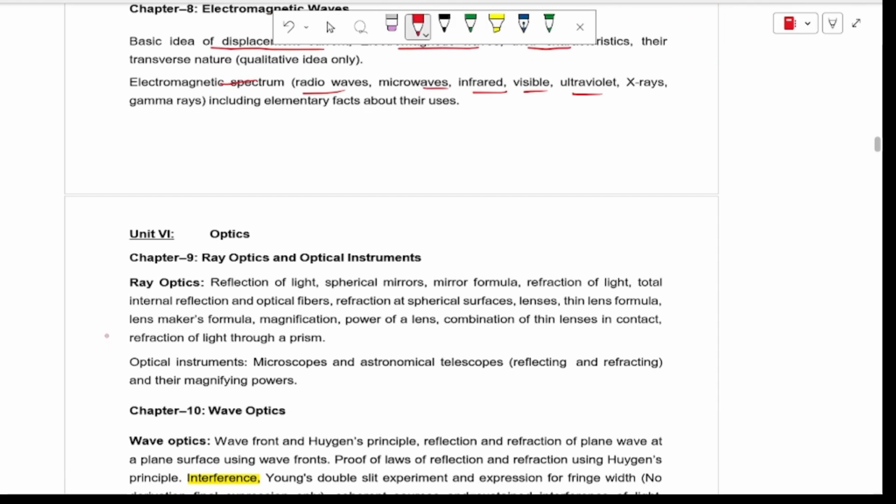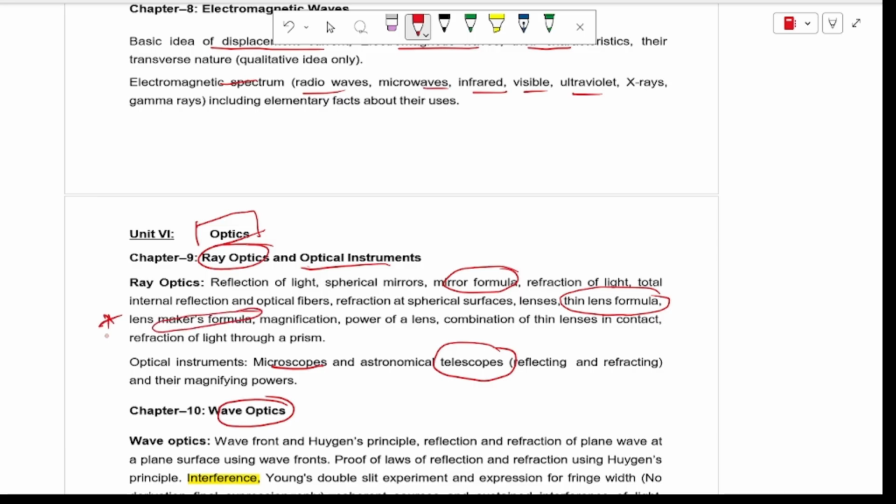Then chapter number 9, the main topic is optics. There is ray optics and wave optics. In ray optics, you will also study optical instruments like microscopes and telescopes. We will study the thin lens formula, mirror formula, and lens maker formula, which is extremely important. Then prism.